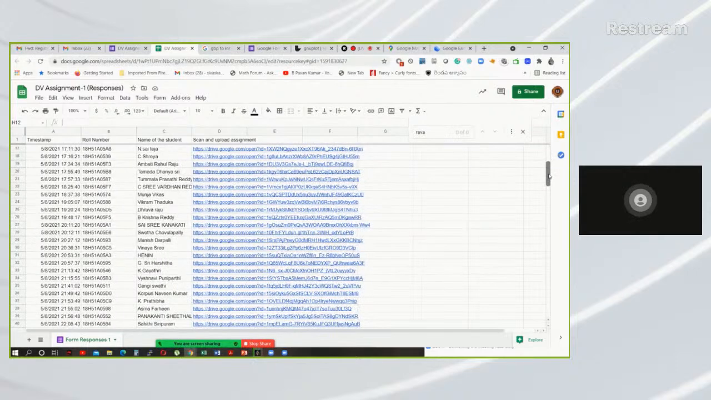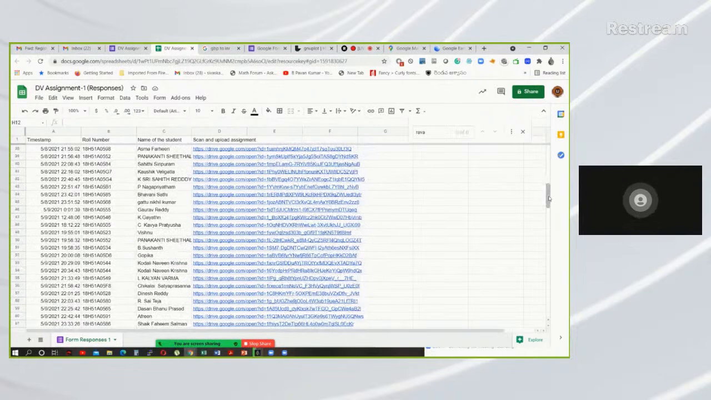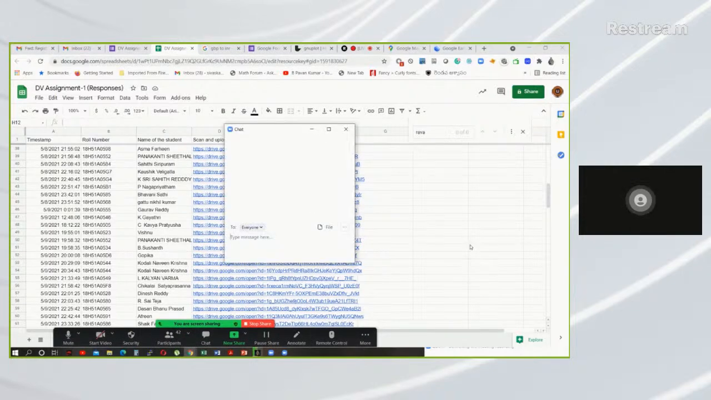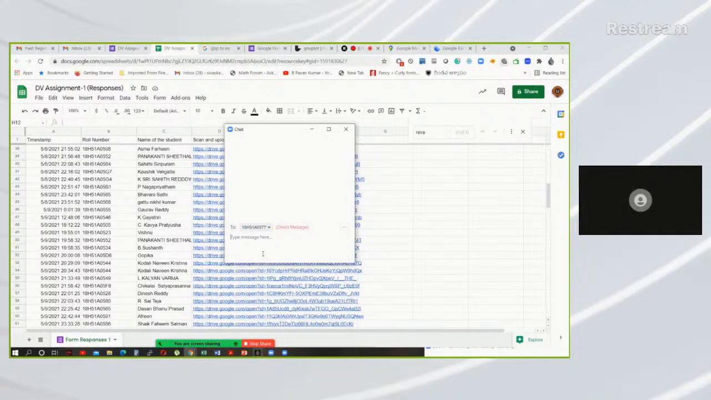Okay, you send me the PDF to my mail. So this is my mail ID. I am writing my mail ID here. Only you, Ravali. Okay. So I sent it to you. That is my mail ID. You can send your assignment to my mail ID.